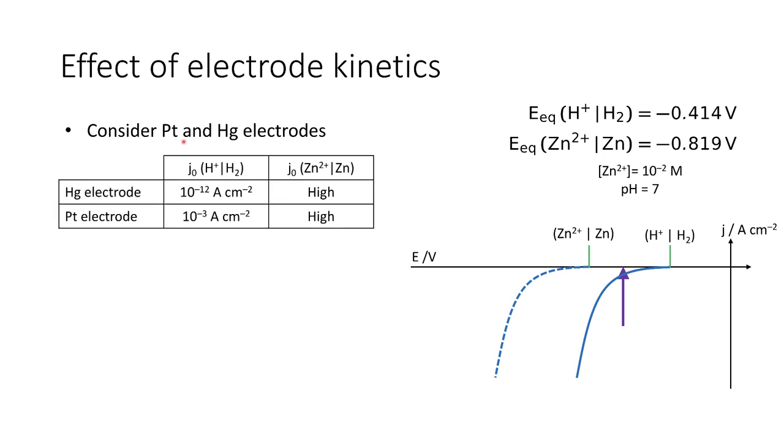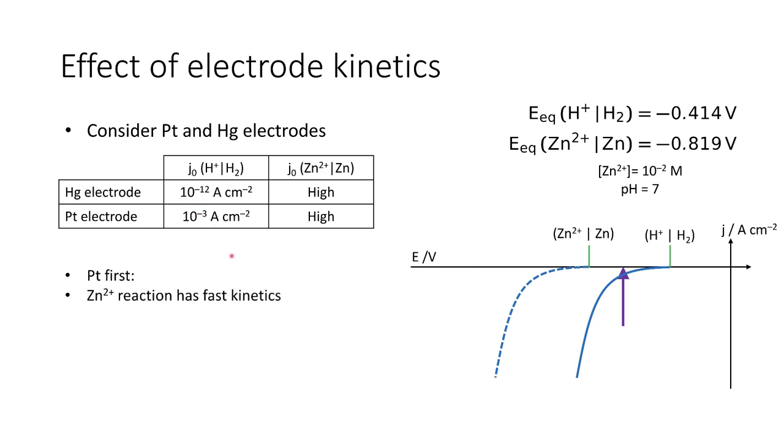If we look at the exchange current densities for each one, for the hydrogen couple and for the zinc couple, we can see there's a big difference between the exchange current densities for hydrogen, whether we're at the mercury or the platinum electrode, while for zinc it's largely unchanged. It's still a very high exchange current density. So let's consider platinum first. Let's look at platinum, where hydrogen has a moderately high exchange current density.